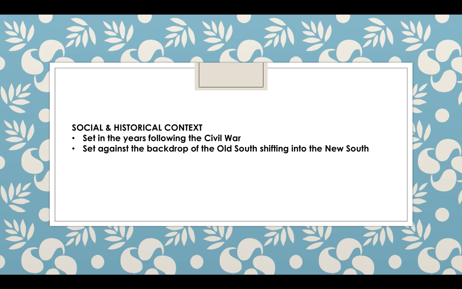The historical context of A Rose for Emily is that the story is set in the years following the Civil War. This time is also sometimes referred to as the Reconstruction era. So, this is the time when the southern states were rebuilding and rethinking their way of life after the Civil War. We refer to the time before the Civil War as the Old South.